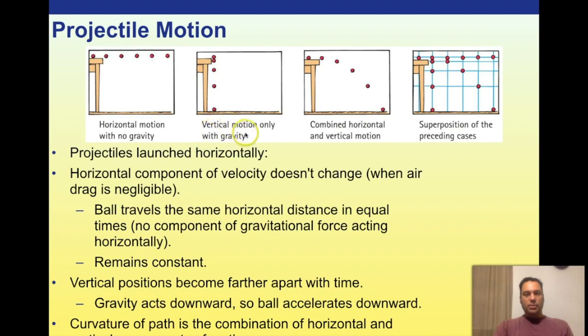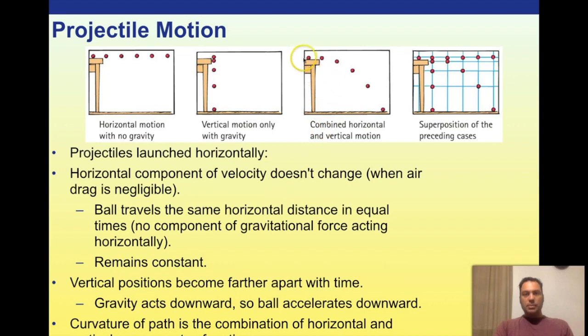All right, here's vertical motion only with gravity. So here we've got it on the edge of the table. We drop the ball and it accelerates. So each successive second or moment of time, it increases by that amount. Remember, that's the nature of an acceleration.